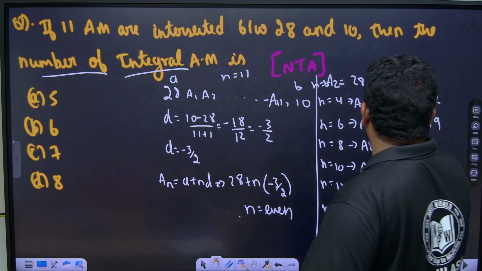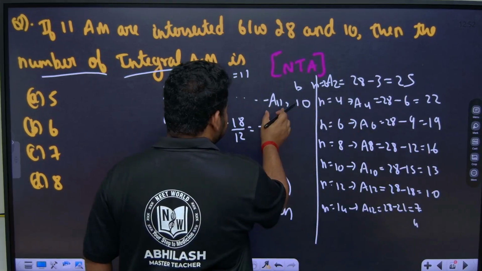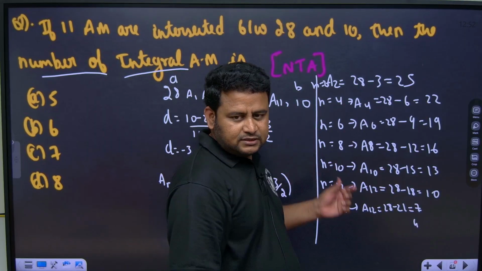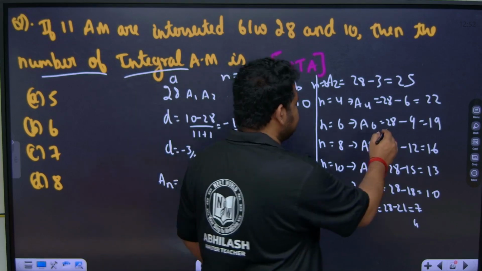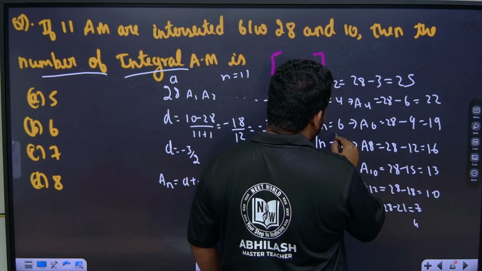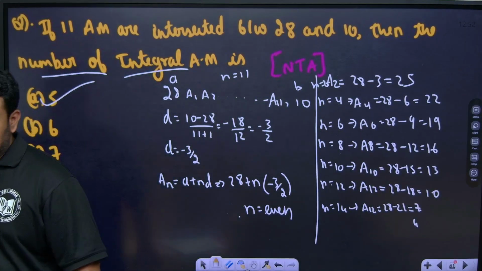See, understand one thing. This is 25, 22, 19, 16, 13 we got. If we got 13, the next value is 10. So we cannot take up till 10. 10 is already there. You cannot repeat. So that's why we can take up till where? N is equal to 10. How many values are there? 1, 2, 3, 4, 5. The answer is 5. That's it. That is what I asked.